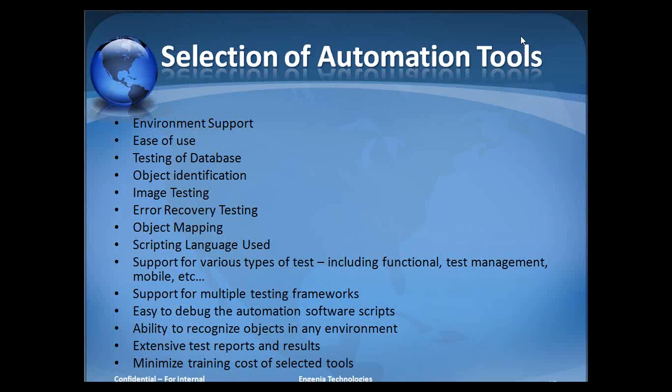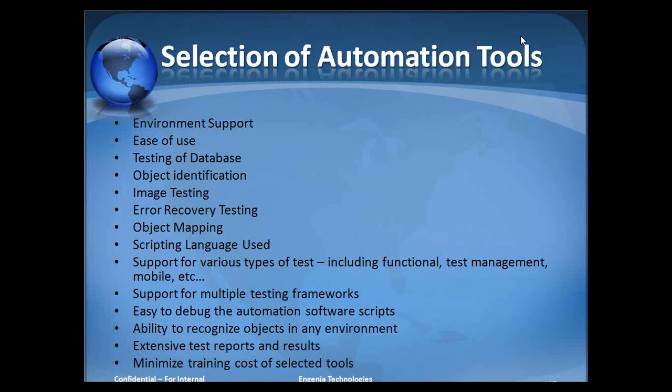Then easy to debug automation scripts. Debugging is a very important feature when we have to do the maintenance of the scripting. You can write a script, but you have to maintain it for a long time. So this particular feature is quite important and should be taken care of.